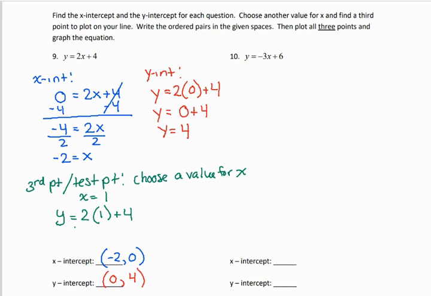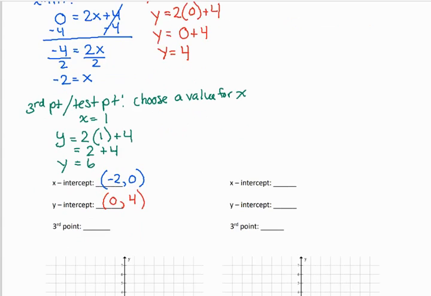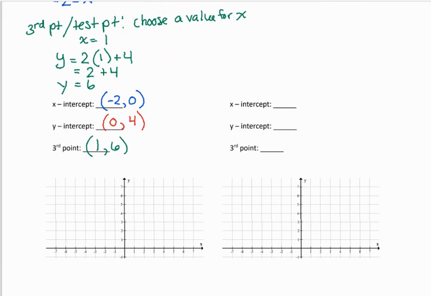And now we simplify. 2 times 1 is 2. And then 2 plus 4 makes 6. So what does that mean as an ordered pair? Well, that third point is that I plugged in 1 for x and got 6 for y. So there's that third point. Does anyone have questions with how I found that? Okay, so now let's actually plot those.